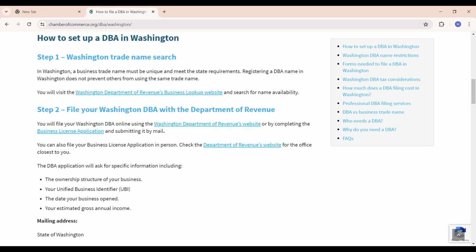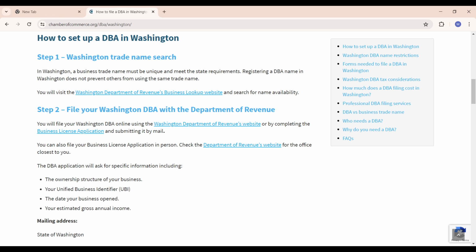Now, the first thing you want to understand is that you must first of all carry out a Washington trade name search. Right. So in Washington, a business trade name must be unique and meet the state requirement. Registering a DBA name in Washington does not prevent others from using the same trade name. Now you will visit the Washington Department of Revenue's business lookup website and search for name availability.